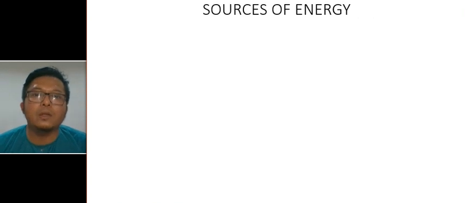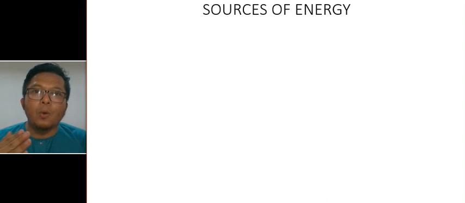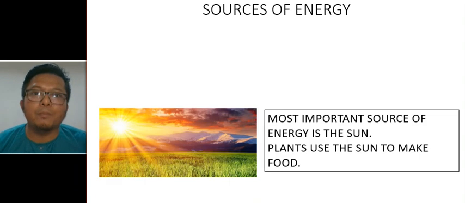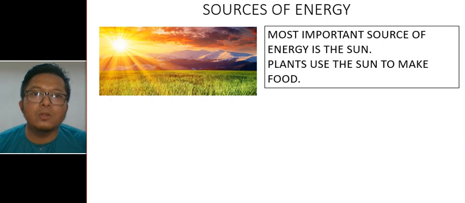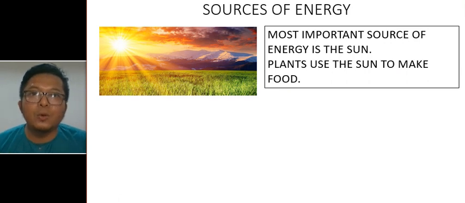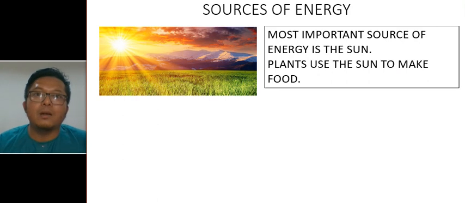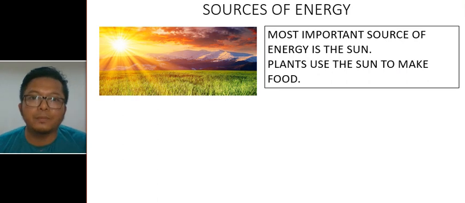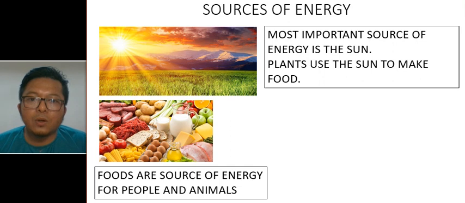Sources of energy. Sources of energy means where does energy come from? The most important source of energy is the sun. Plants use the sun to make food. Like I told you, plants with green leaves use the sun to make food in the leaves. They make food for themselves. Foods are a source of energy for people and animals.